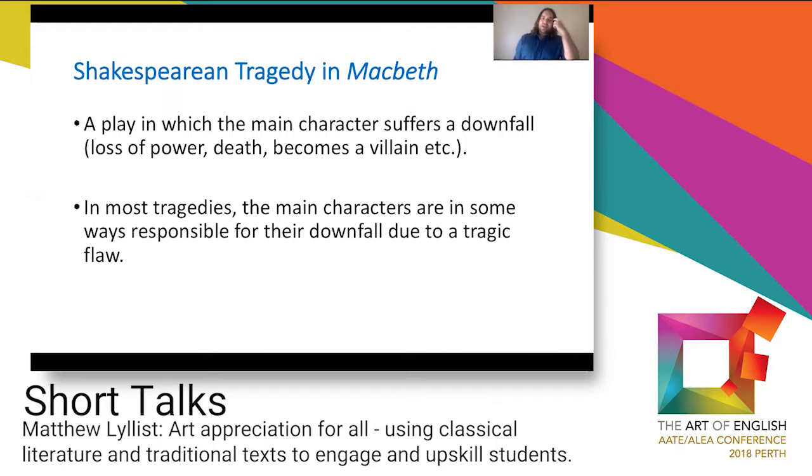Now, I've got 2 elements of the definition there. If you have a weaker cohort, you might stick with the top one. If you want to extend your kids, then you might bring in the second element. But the first dot point: a play in which the main character suffers a downfall, such as them losing their power, they ultimately die at the end, or they become a villain themselves. But to extend them and to give them a more sophisticated understanding, in most tragedies, the main characters are in some ways responsible for their downfall due to a tragic flaw.